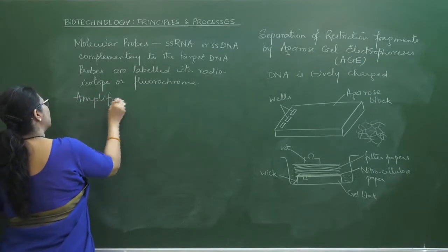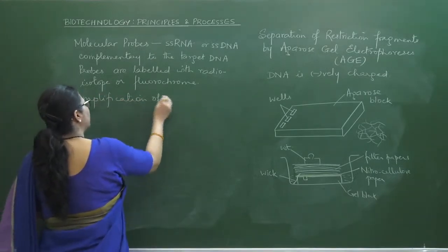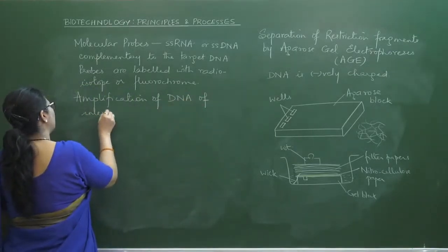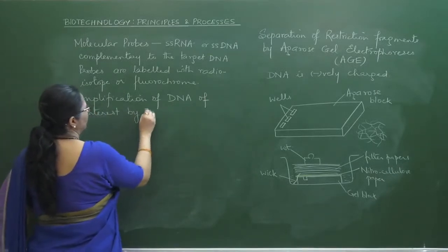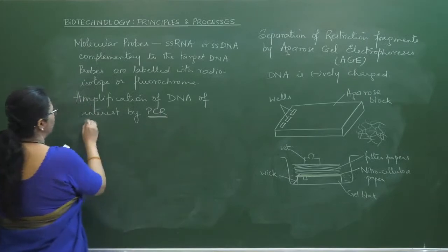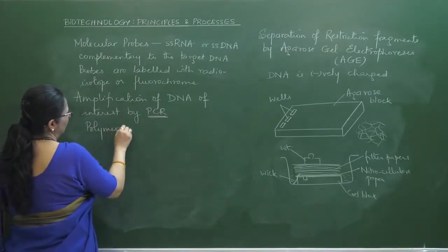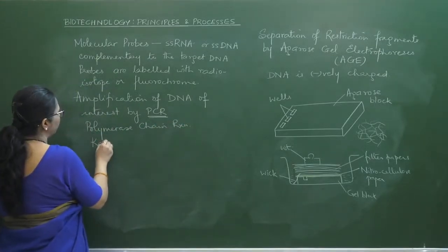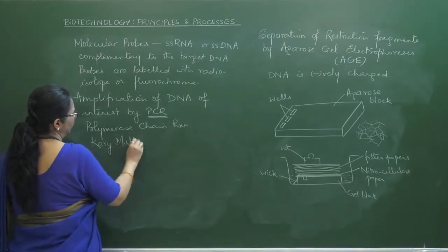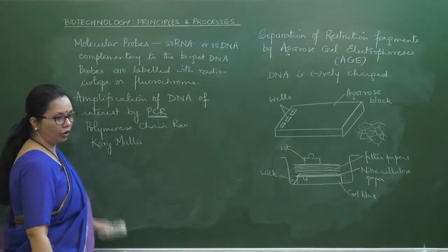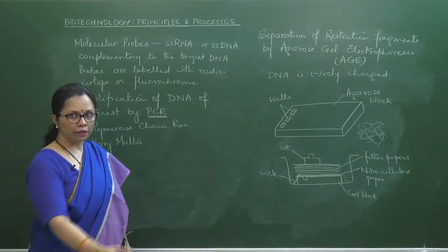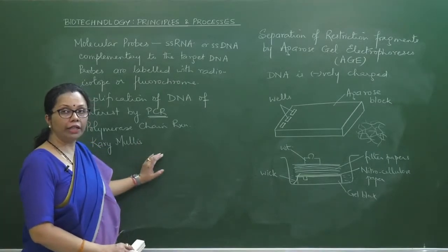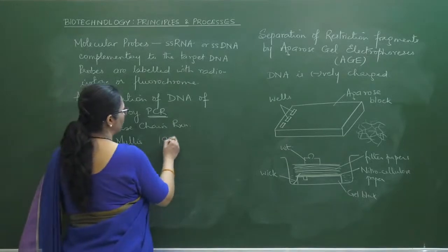Amplification of DNA of interest by PCR, polymerase chain reaction. A technique developed by Kary Mullis. And this year you can expect a question on Kary Mullis, because just in 2019 he died, and he received the 1993 Nobel Prize for his work.